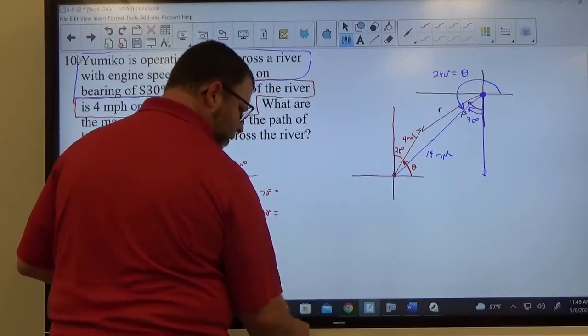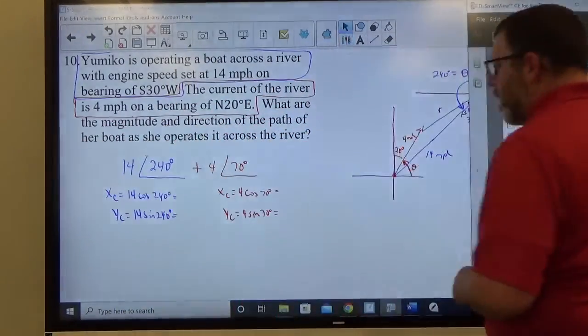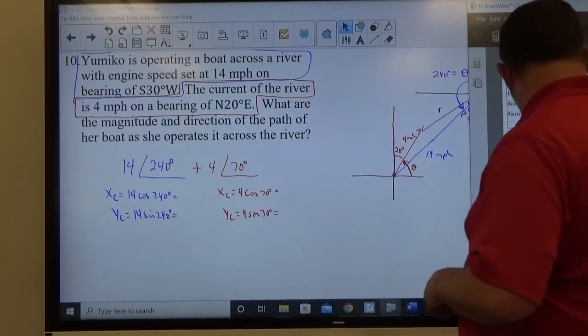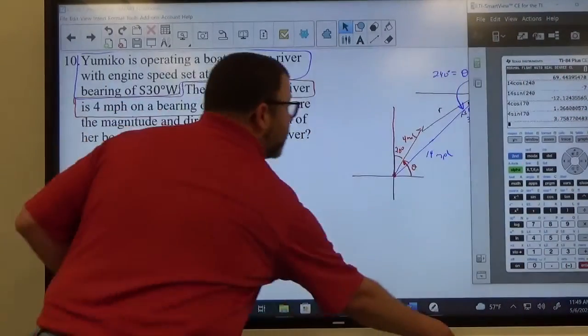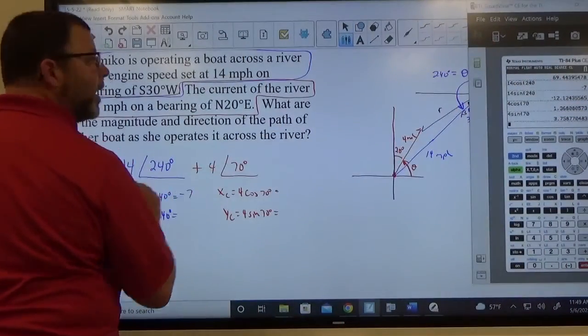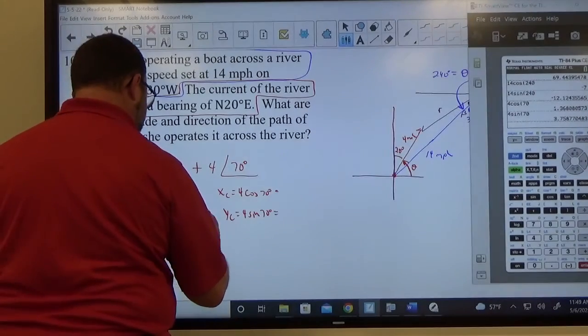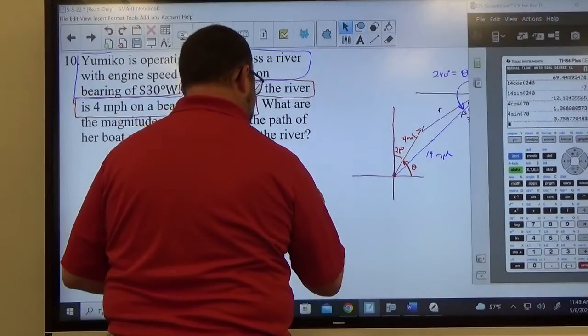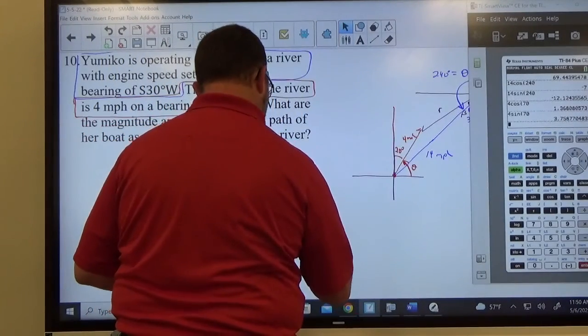So we grab our calculator, we punch those in and see what we get. 14 cosine of 240, mine shows all at the same time, so I'm just doing them all at the same time. 14 sine of 240, you guys can obviously record yours as you find them. 4 cosine of 70 and 4 sine of 70. So I get negative 7 for this one, I get negative 12.12 for this one, I get 1.37 for this one, and I get 3.76 for this one.